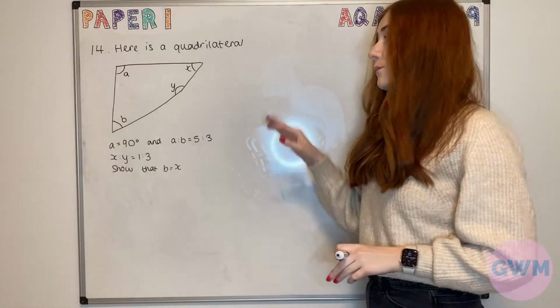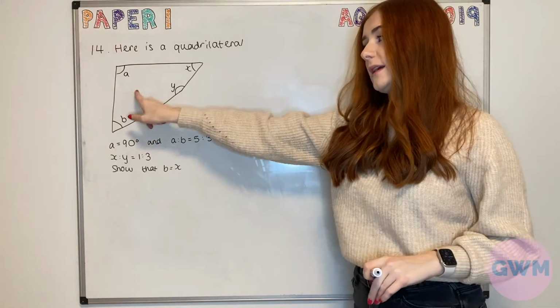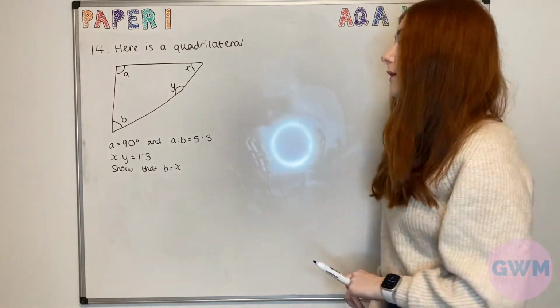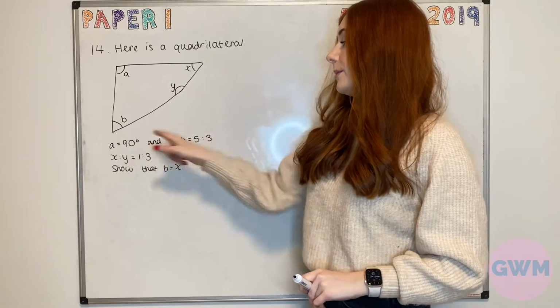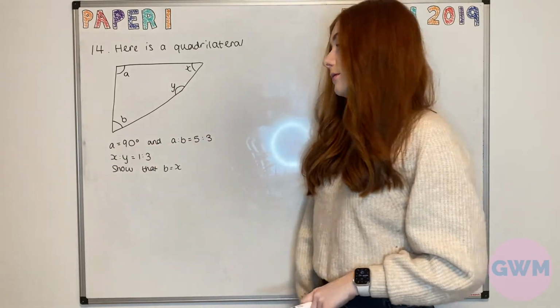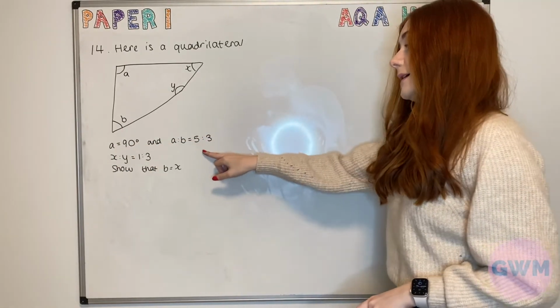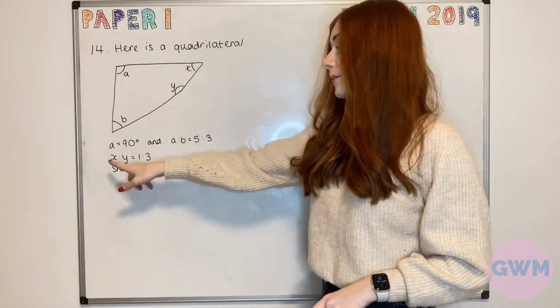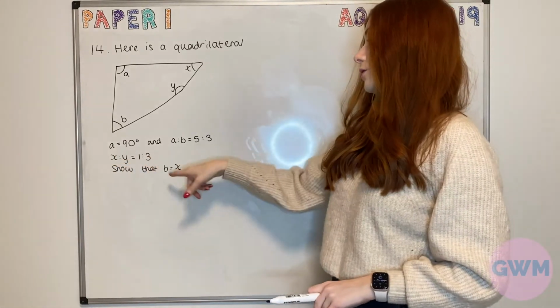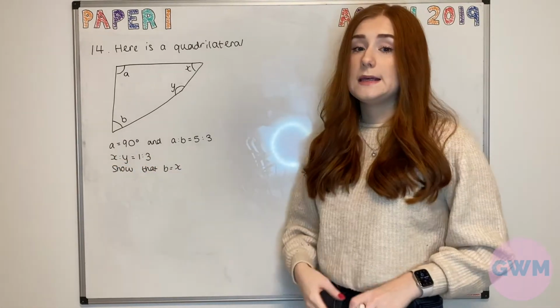Question 14 now. So it gives us a quadrilateral with angles A, B, X and Y labelled, and a couple of bits of information underneath. So A is 90 degrees. The relationship between A and B is of a ratio of 5 to 4. The ratio of X to Y is 1 to 3. It wants us to show that B equals X.